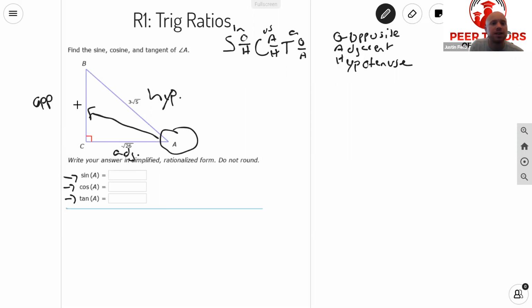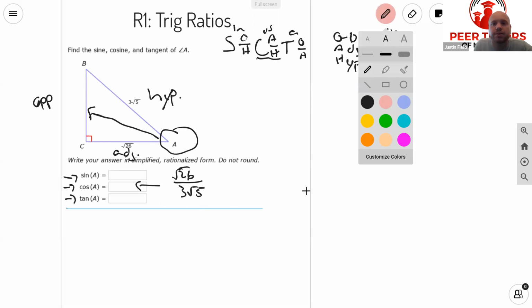This thing is going to be super simple. So the sine of A is not what I'm going to start out with. I'm going to start out with the cosine of A. And the reason is because cosine is CAH, adjacent over hypotenuse. And I have the adjacent side and I have the hypotenuse. So I can just write the fraction, adjacent over hypotenuse. And you see it says write it in rationalized form. So we are going to have to rationalize.